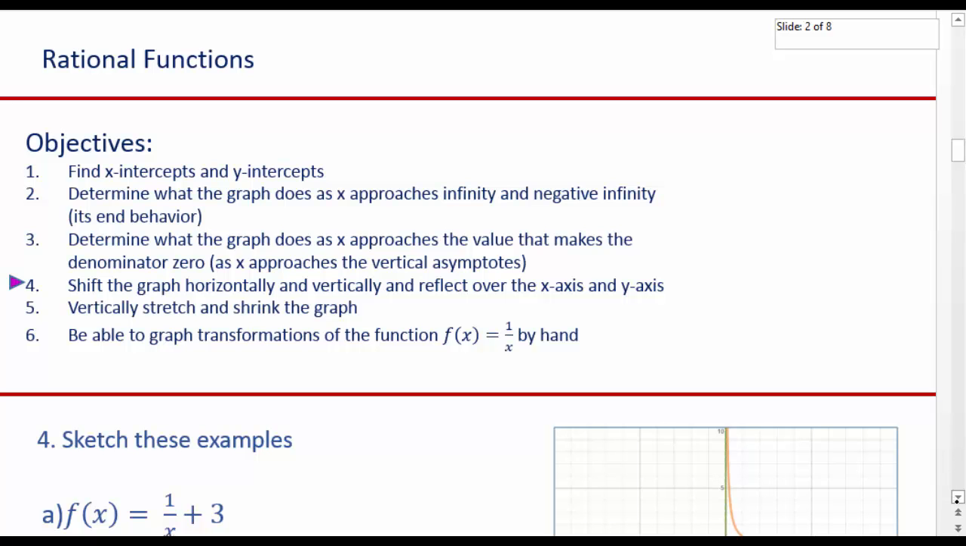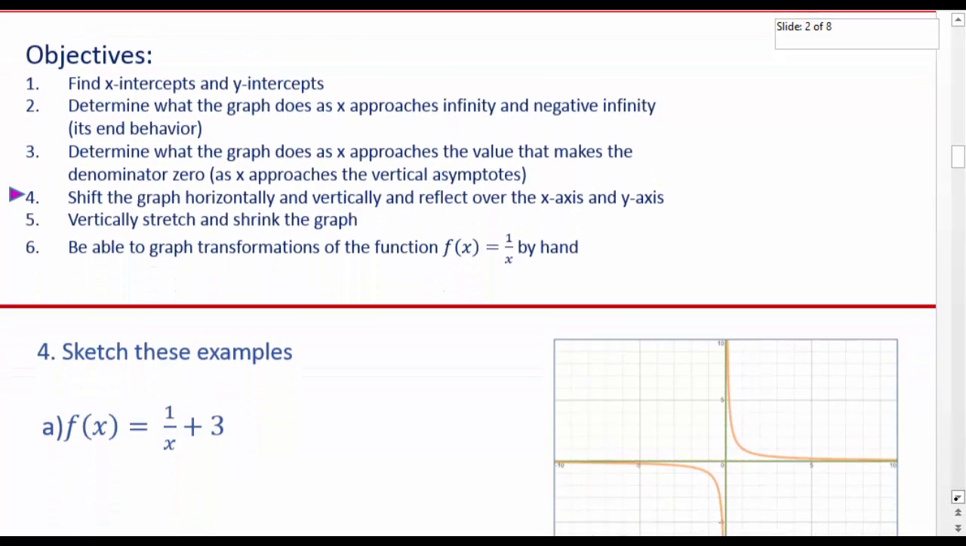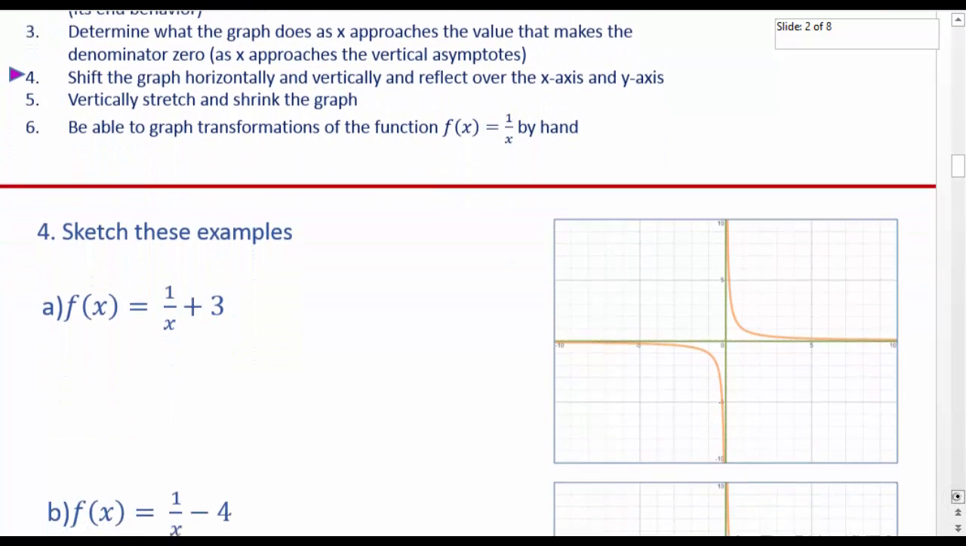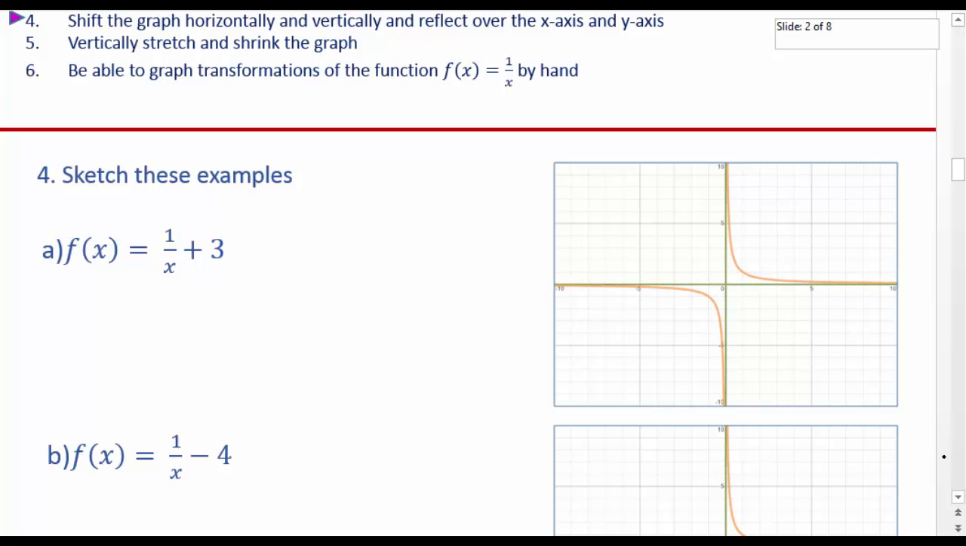All right, let's do some fun things with these graphs. We're going to actually start to shift these. So we're going to talk about horizontal and vertical shifts. And so for this first graph, we have the function f of x equals 1 over x plus 3. So what this is saying is that we are going to take whatever y value we got for 1 over x, and then we're going to add 3 to it.